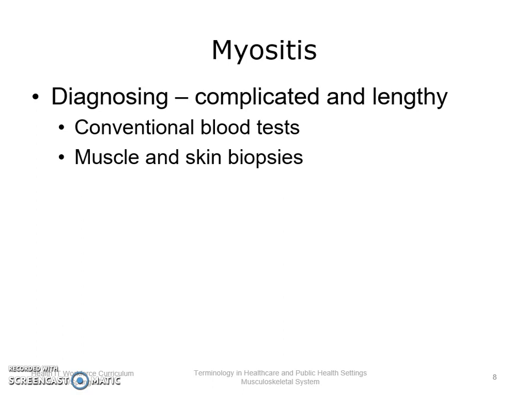Conventional blood tests, where doctors look for elevated levels of muscle enzymes in a patient's blood samples. Muscle and skin biopsy, where small samples of muscle tissue show abnormalities in the muscle, including inflammation, damage, and abnormal proteins. For those with skin symptoms, doctors often biopsy a piece of skin to study.